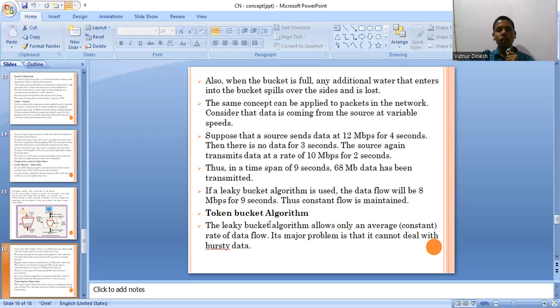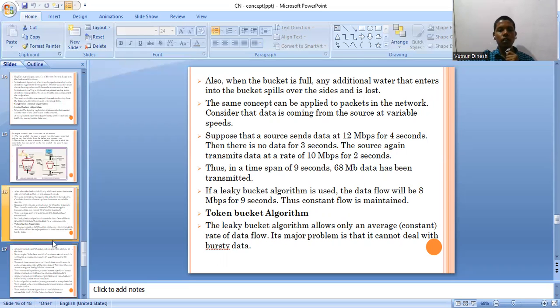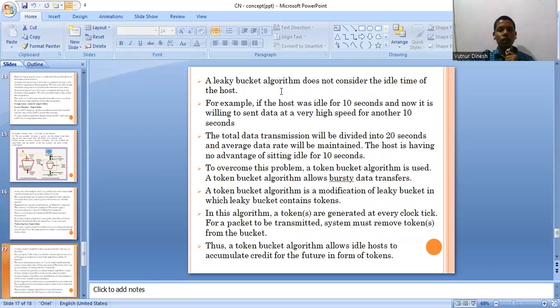Token bucket algorithm. The leaky bucket algorithm allows only an average rate of data flow. Its major problem is that it cannot deal with bursty data. A leaky bucket algorithm does not consider the idle time of the host. For example, if the host was idle for 10 seconds and now is willing to send data at a very high speed for another 10 seconds, the total data transmission will be divided into 20 seconds and the average data rate will be maintained. The host has no advantage of sitting idle for 10 seconds.